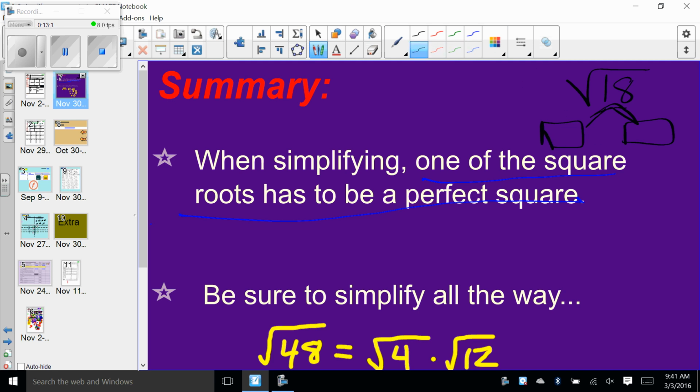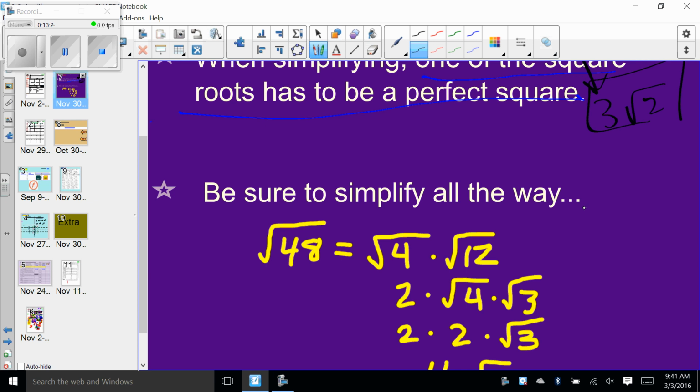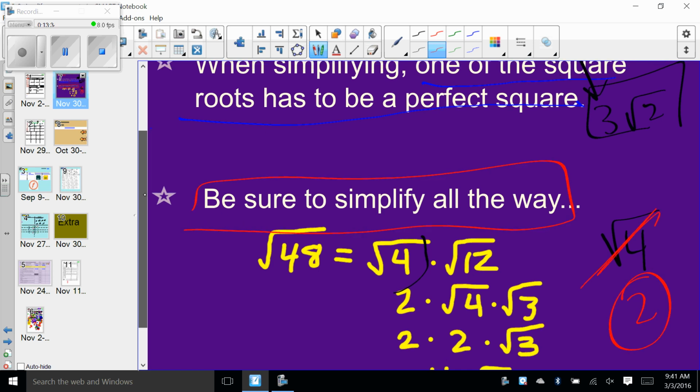I don't think that color is going to show up on the screen. Square root 9 works. That's a perfect square. It's okay if the other one is not, as long as one of these comes out to be a perfect square. Okay? And be sure you simplify all the way. You'll notice on that one example, when I split it, I still had that square root 4 in the bottom. Make sure that you simplify all of them all the way. So that's your summary for today.